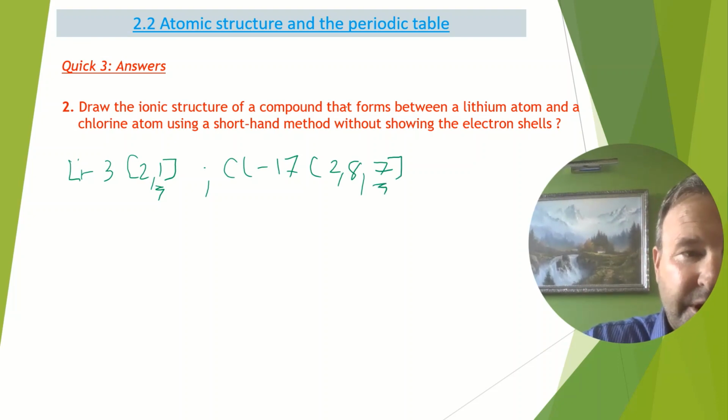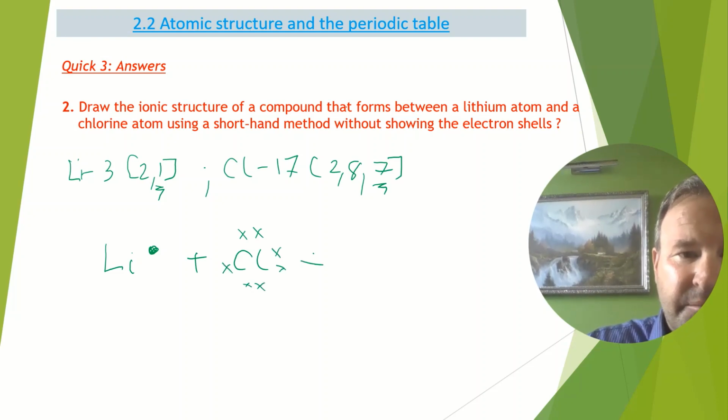So I'm just going to draw it here in the dot and cross method. Before we start, we've got lithium, and it's just got 1 electron. I'll represent it by a dot in the top right hand corner. Chlorine here, it's got 7 electrons. I'll represent it by crosses. So I'm going around 1, 2, 3, 4, 5, 6, 7.